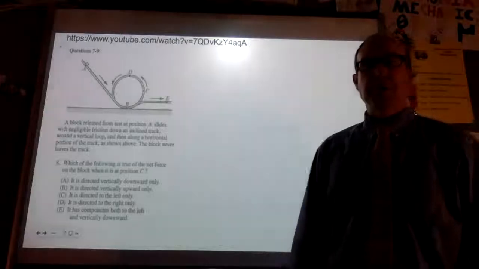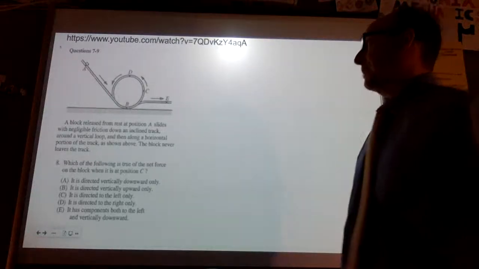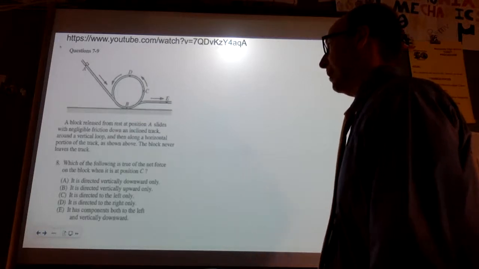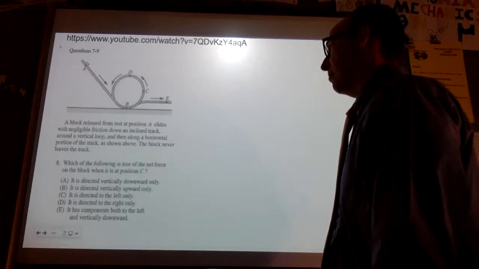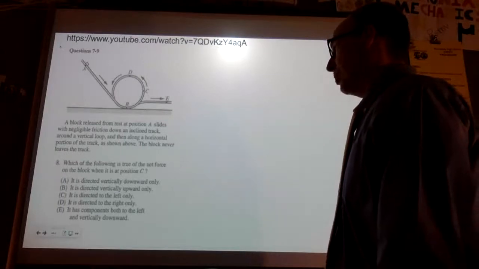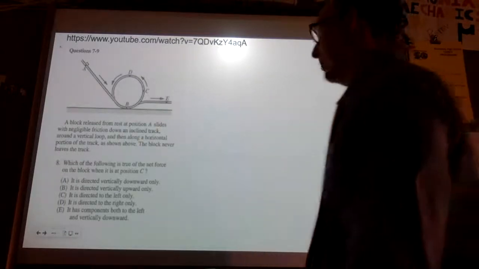...with circular motion. A block is released from rest at position A, slides with negligible friction down an inclined track around a vertical loop and along a horizontal portion of the track as shown above. The block never leaves the track. Which of the following is true of the net force on the block when it's at position C?